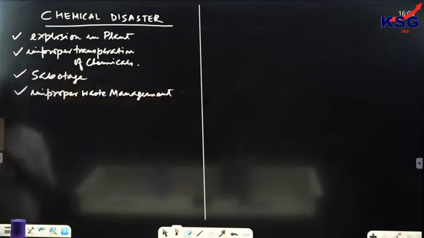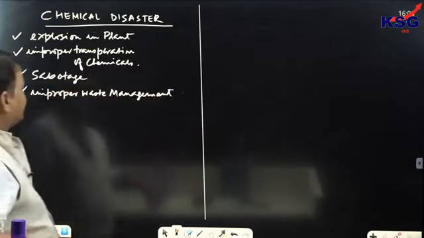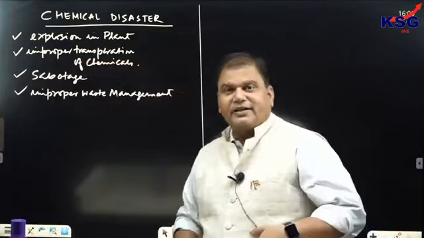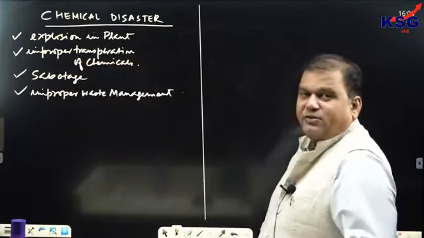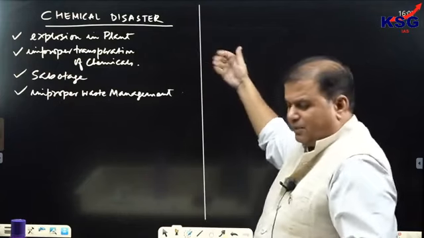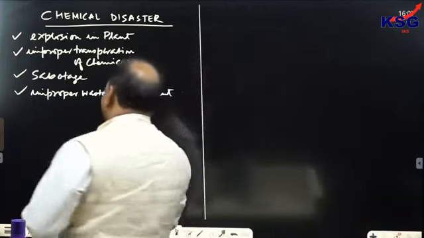Improper waste management can also be responsible for explosion in plant, improper transportation of chemicals, and all these. Fine. Now, as far as explosion in plant is concerned, the best example is Bhopal gas tragedy.